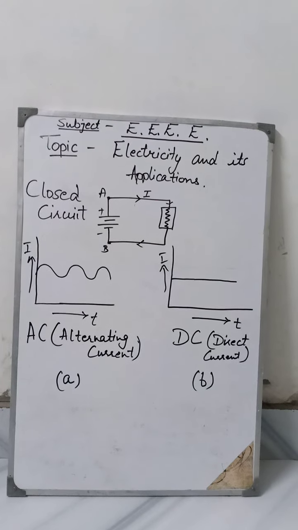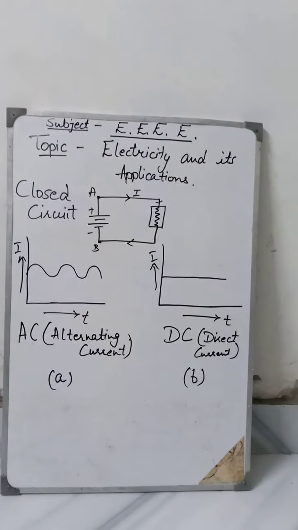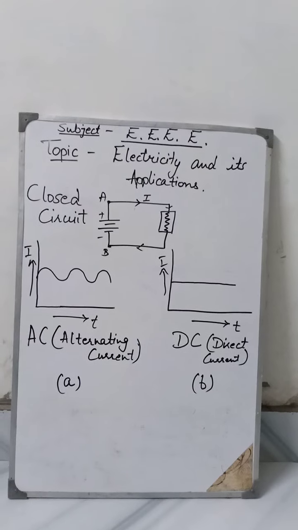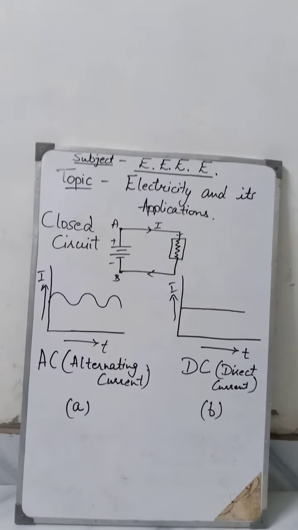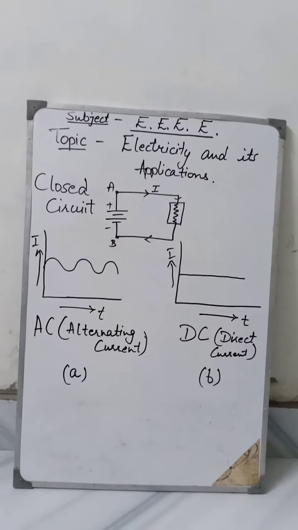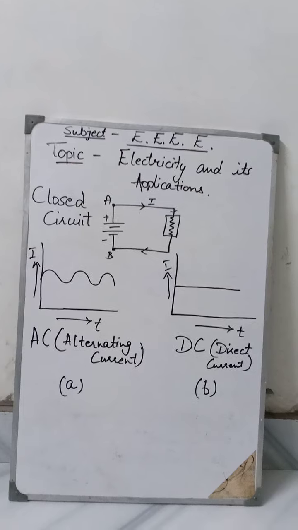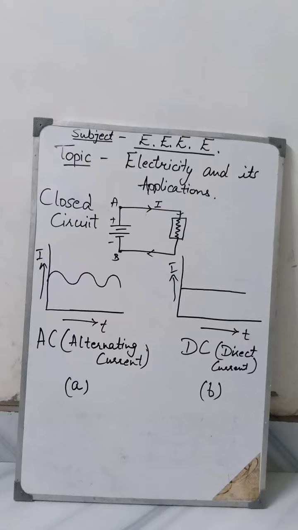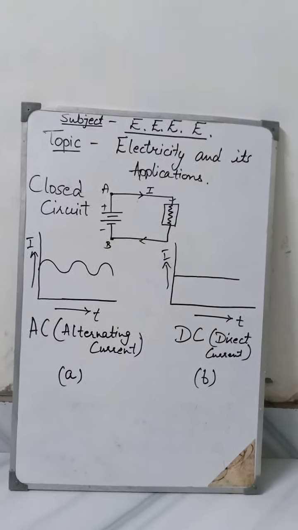AC cannot be used directly for electroplating. Only DC can be used for electroplating. AC motors are of less cost and more robust. They are more sturdy, they are more durable, whereas DC motors are costlier and less durable. So these are the differences, some points of differences. We can also show these two graphs while writing the differences between AC and DC.